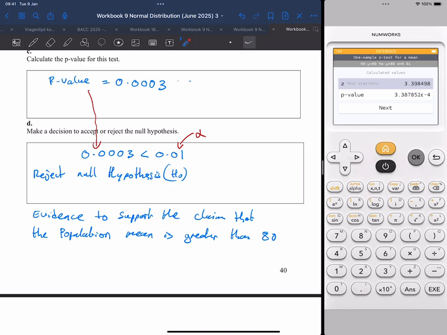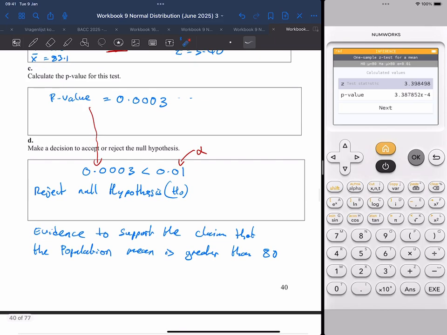Now, let me just go into that in a bit more detail. The p-value is the probability of getting a test statistic this extreme if H0 is actually true. Now, the z-score tells us how far our sample mean is from the hypothesized population mean. So how far away is it from there?